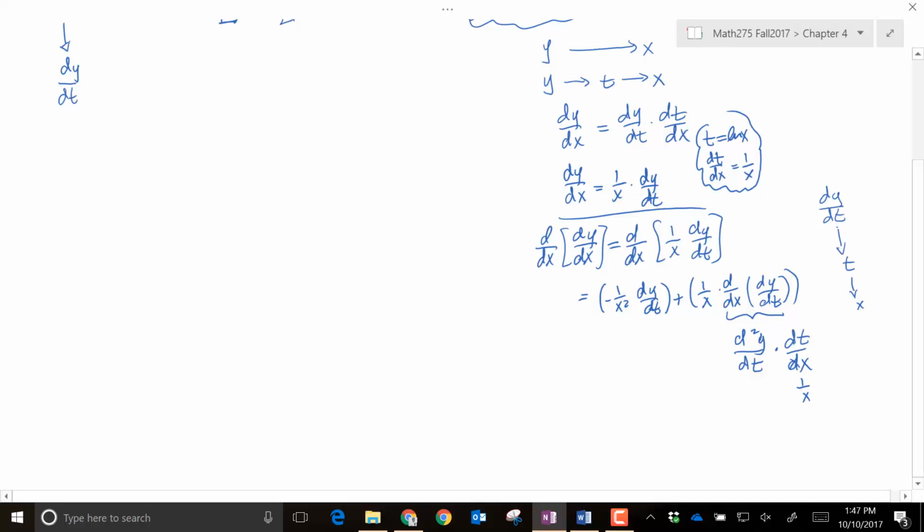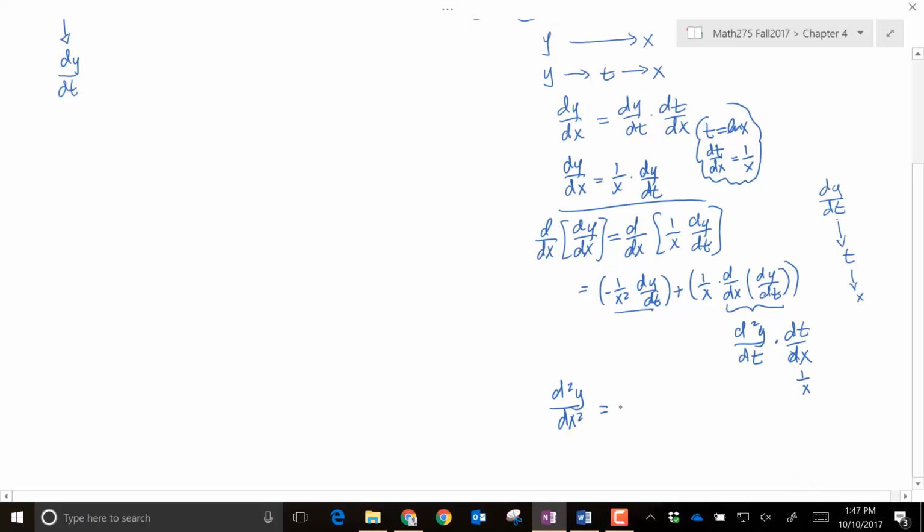All right, so I think we got the second derivative, y double prime. We have this and this. Well, there's a 1 over x and a 1 over x. Well, let me write it out first. Negative 1 over x squared dy dt plus 1 over x squared, because I have these two, and then I have d squared y dt squared. Yeah, that's it, right?